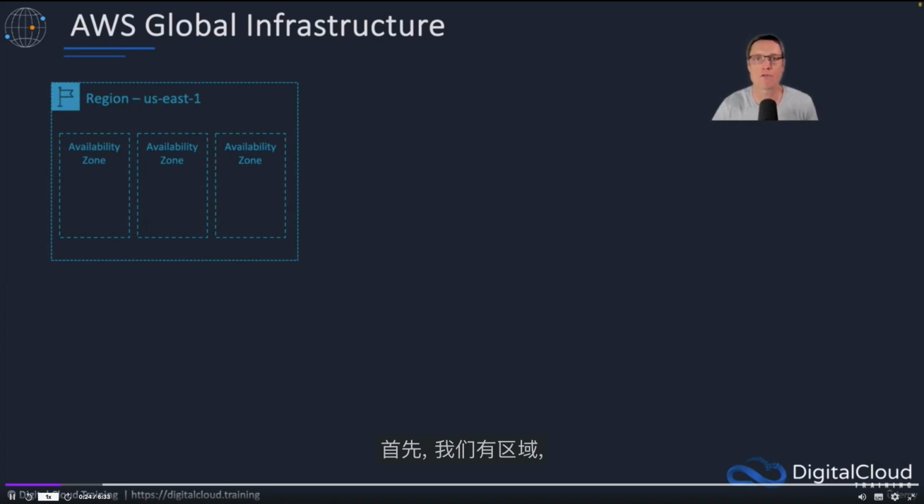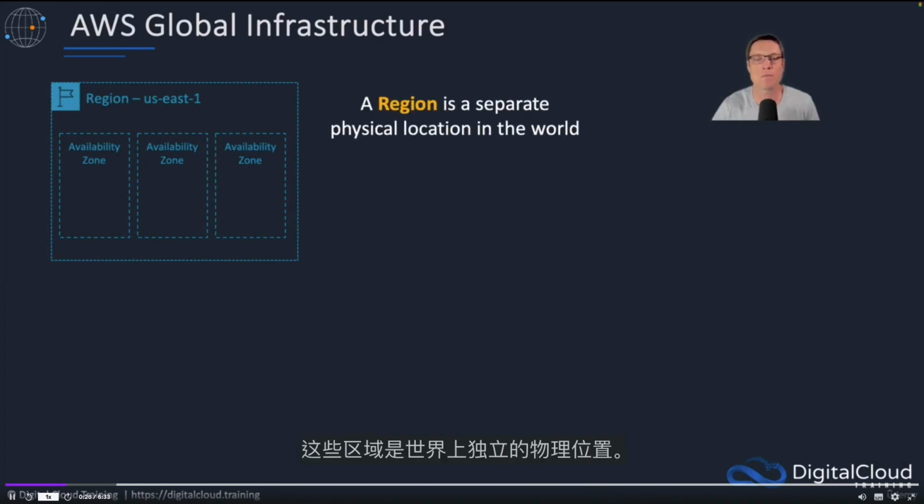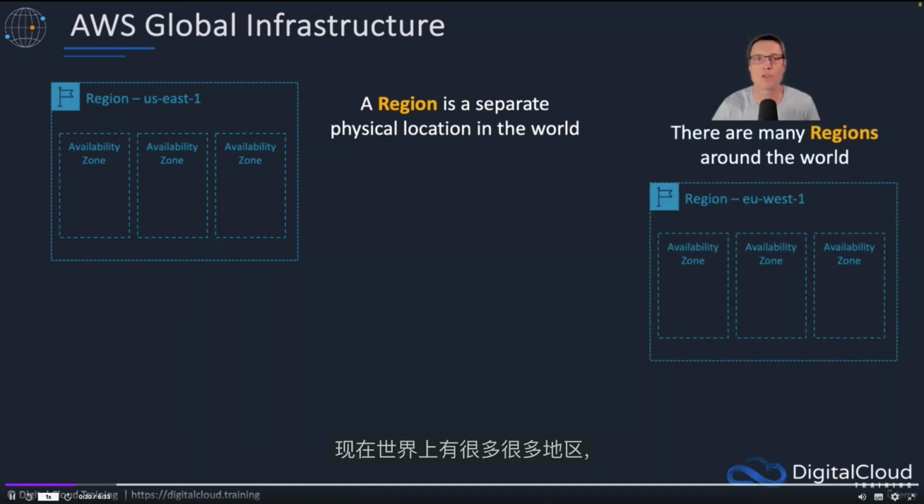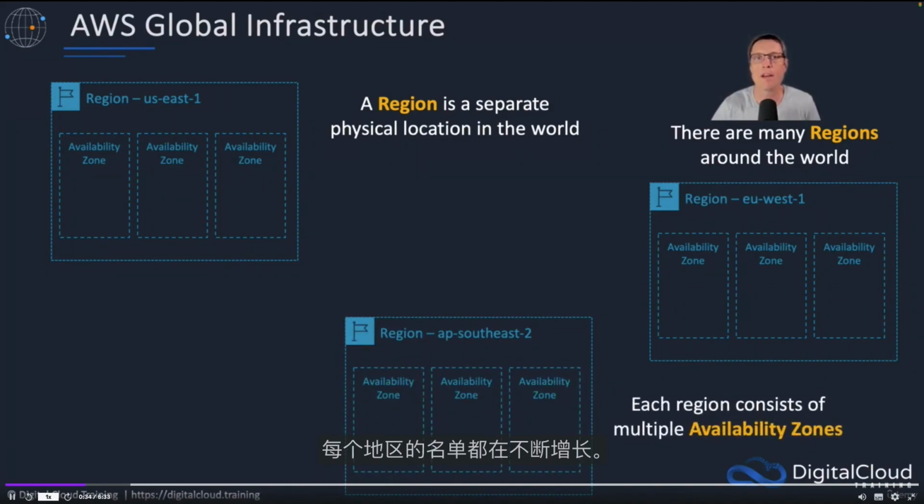So firstly, we have regions. The regions are separate physical locations around the world. Now, there are lots and lots of regions around the world, and the list is growing all the time. Within each of the regions, we have multiple availability zones, usually at least 3. Sometimes there's more than that. For example, US East 1 there has 6 availability zones at the time of this recording. All of those numbers can always change.